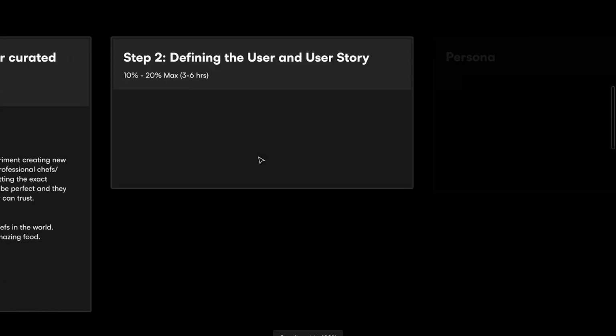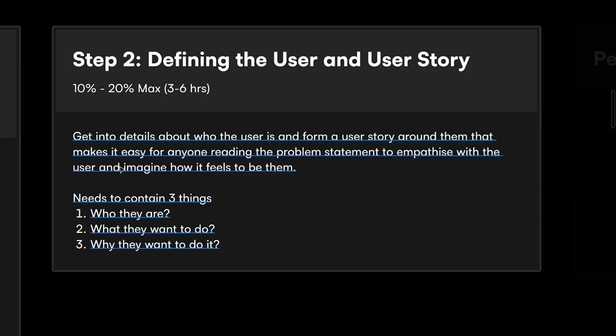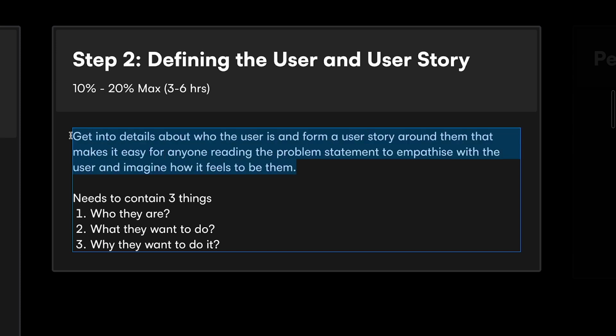So the next thing is defining the user and the user story. To basically understand what this is, we get into the details about who the user is and form a user story around them that makes it easy for anyone reading the problem statement to empathize with the user and imagine how it feels for them, right? There are 3 things that are contained: who they are, what they want to do, and why they want to do it. So these are the 3 things that you need to have in a user story.